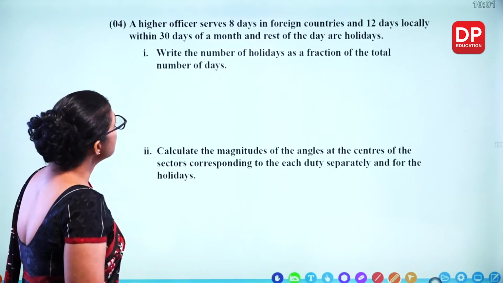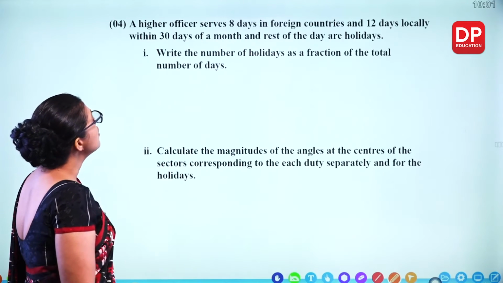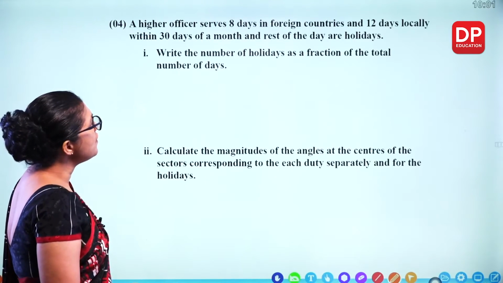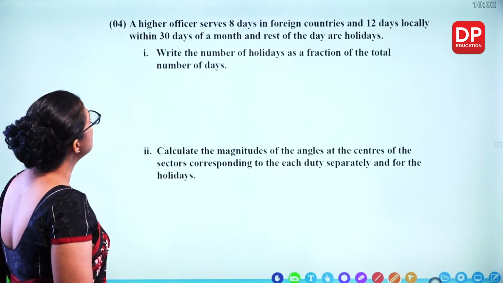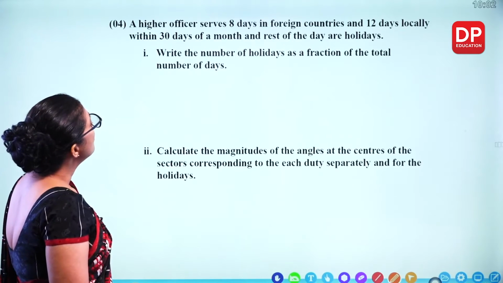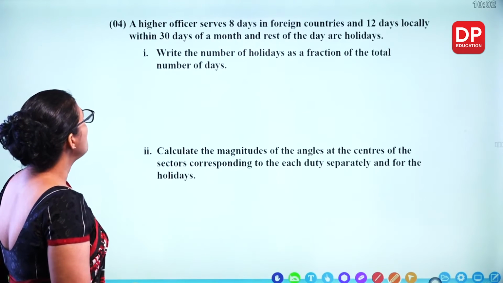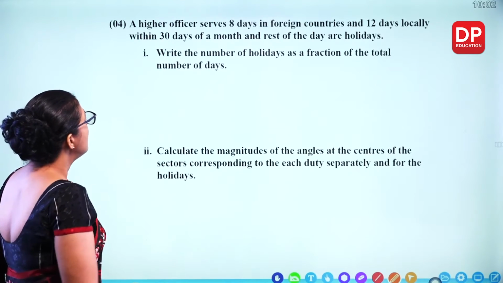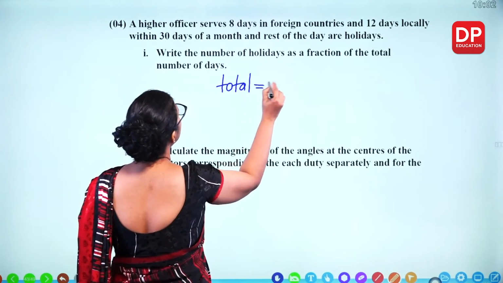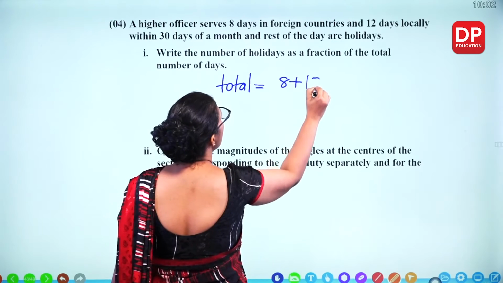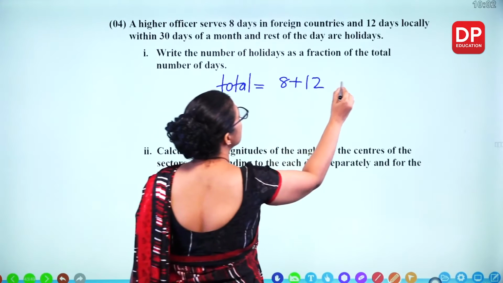A higher officer serves 8 days in foreign countries and 12 days locally within 30 days of a month, and the rest of the days are holidays. Write the number of holidays as a fraction of the total number of days. So 8 days in foreign countries and 12 days locally within 30 days. What's the total here? 8 and 12, so that's 20.